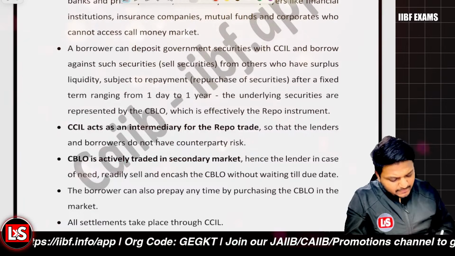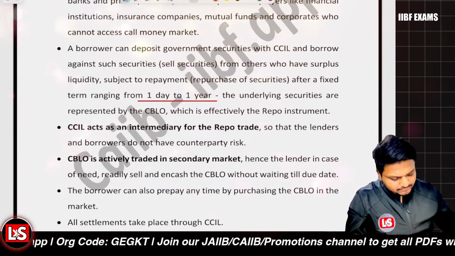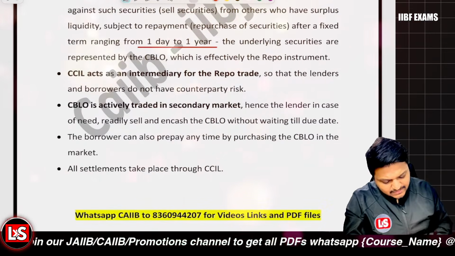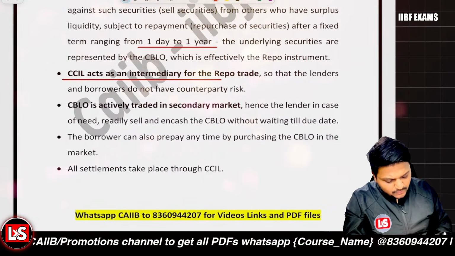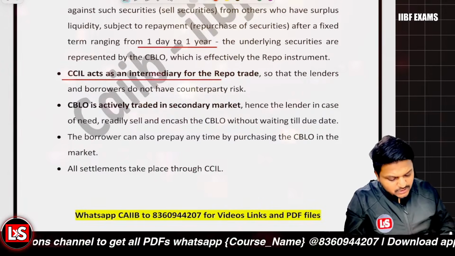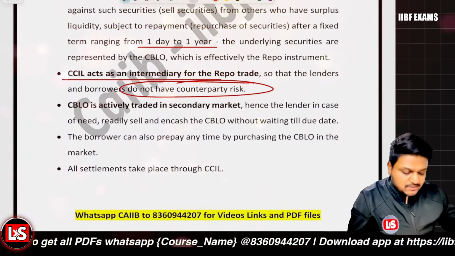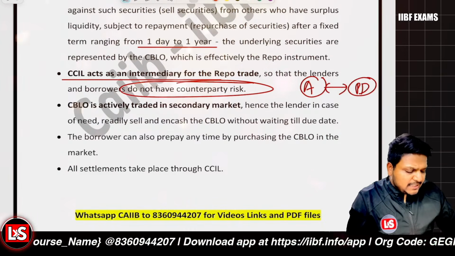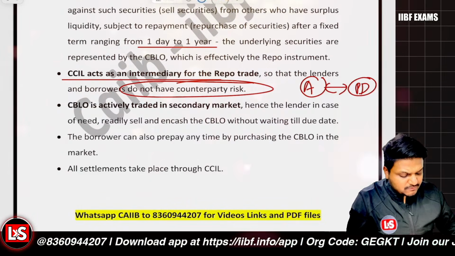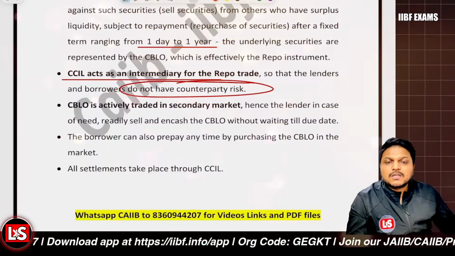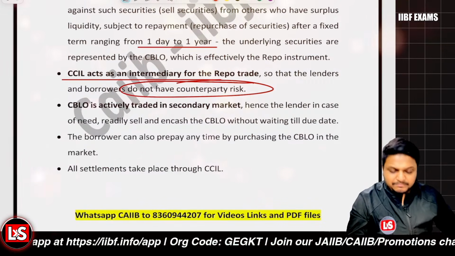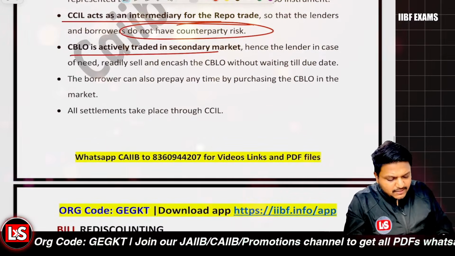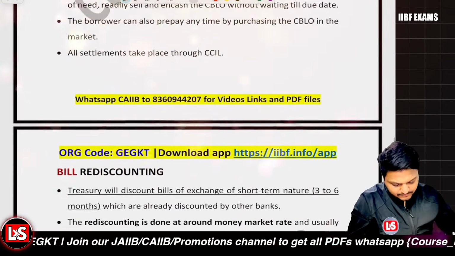The term can range from 1 day to 1 year. And further, CCIL acts as an intermediary, so there is no counterparty risk. Previously, if bank A was dealing with the primary dealer, there was definitely a counterparty risk, but not anymore, because the CCIL is a party to it, an intermediary to it. And it is also actively traded in the secondary market.